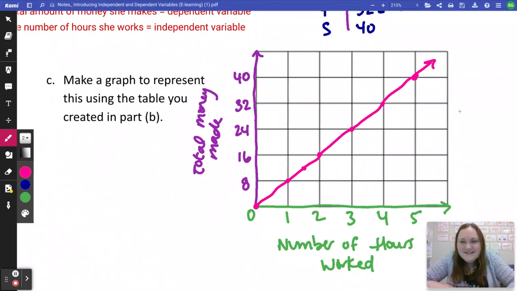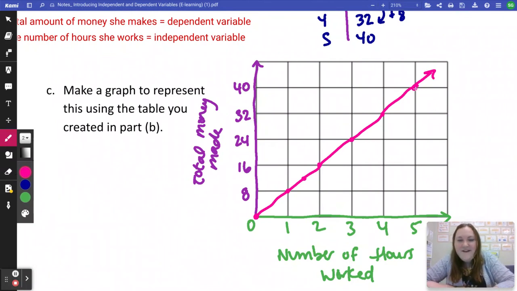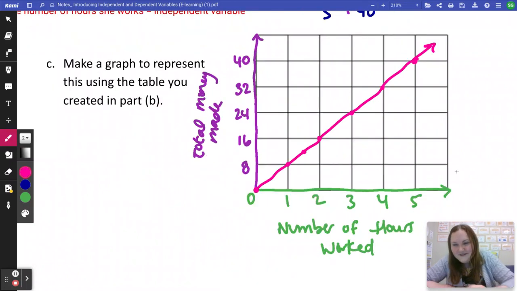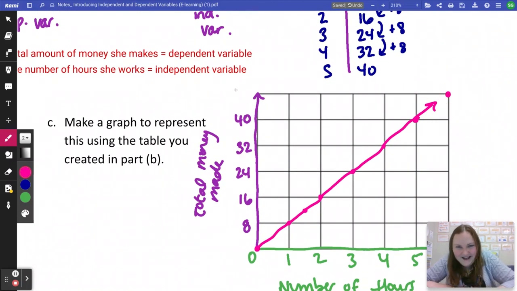Now I'm curious, if we did want to continue this graph, the last point I put was here at 5 hours and $40. Where would my next point be? Well, I can see because there's still a little more room on the graph, right? That 6 hours would be up here at $48. That makes sense. She's making $8 an hour, so 6 hours times $8 per hour is $48. What about 7 hours? Now, there's definitely no more room on this graph, but where would I need to go to get to 7 hours?